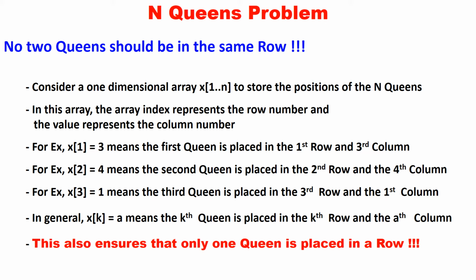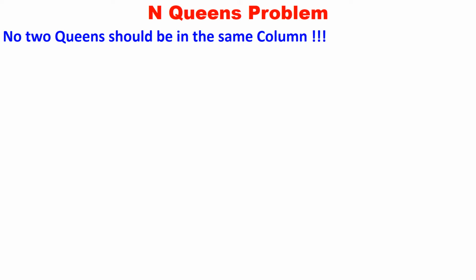Fine. No problem. Next, no two queens should be in the same column. How to ensure that no two queens are in the same column? See, assume k minus 1 queens are already placed and we are trying to place the kth queen. So kth queen should be placed in the kth row. K minus 1 queens are already placed.